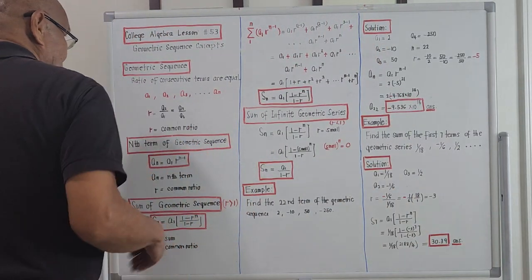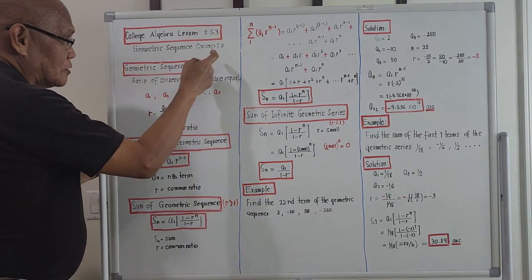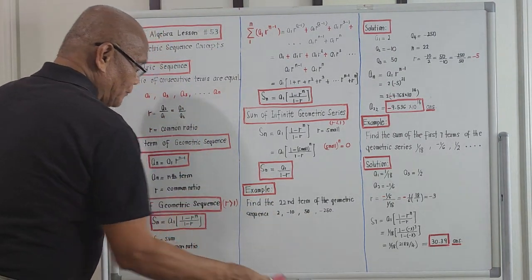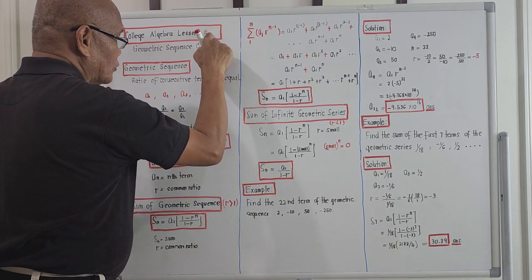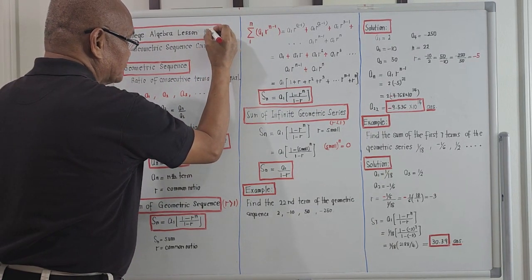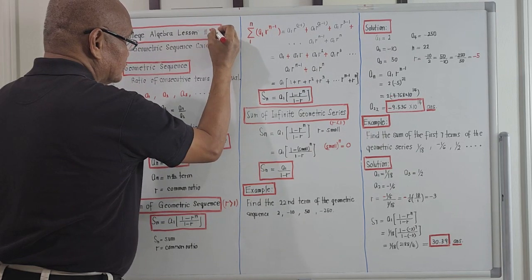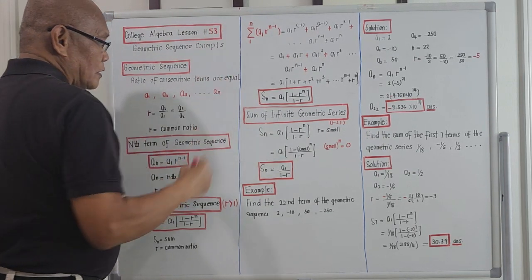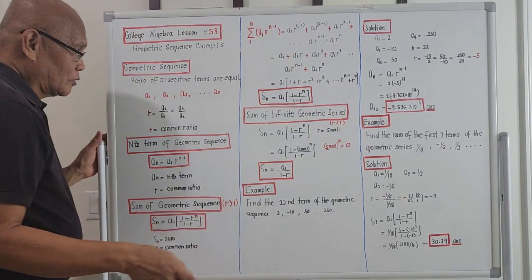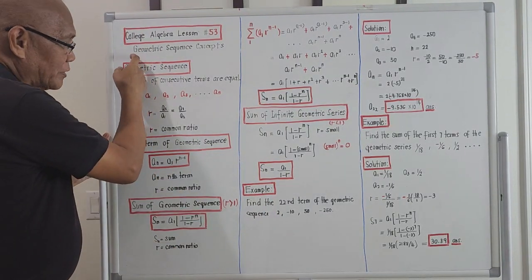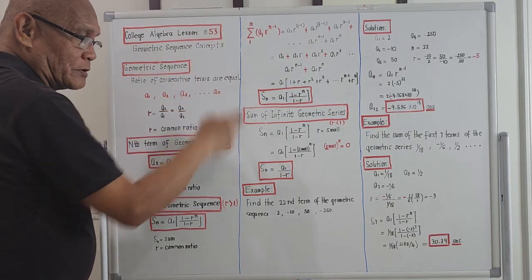The topic for tonight will be college algebra. This is lesson number 53. So we are running smooth. We are almost done with college algebra. And the title of the topic will be geometric sequence concepts.